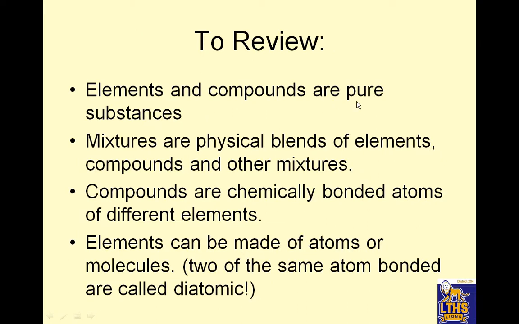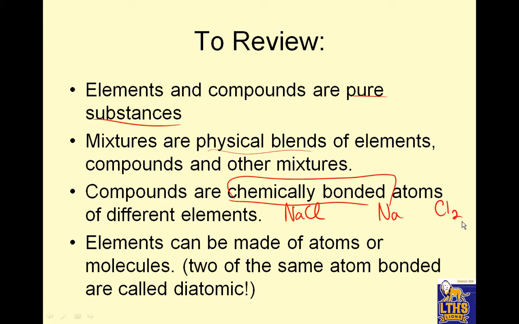All right, so to review, elements and compounds are pure substances. The difference is that compounds are made of 2 or more elements. Mixtures are physical blends of elements, or compounds, or mixtures. So it could be a blend of elements, a blend of compounds, or a blend of elements and compounds, or a blend of other mixtures. Compounds are chemically bonded. That's the key. A compound is chemically bonded. NaCl is a compound, right? Na is an element. Cl2 is an element. There's no chemical bond between them.